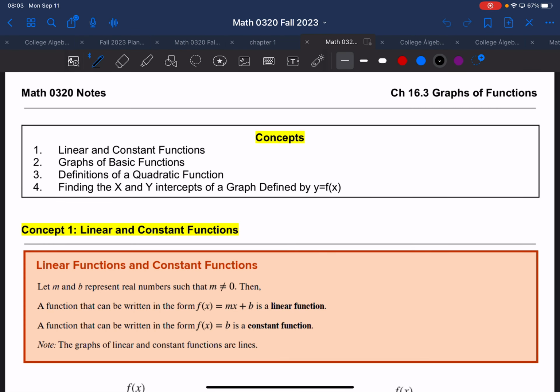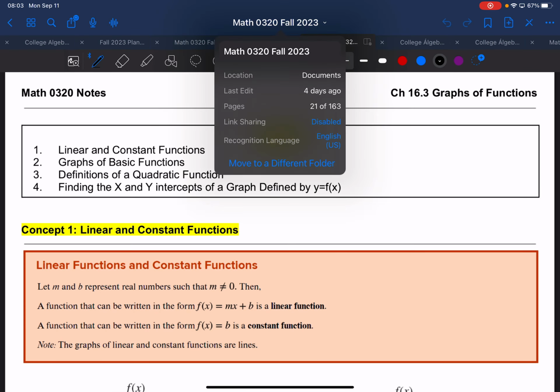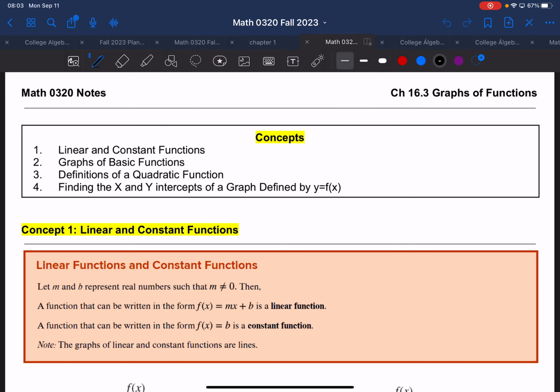Okay, so 16.3, graphs of functions. We're going to go over 4 concepts. The first concept is linear and constant functions, and then graphs of basic functions, and then definitions of a quadratic function, and then finding the x and y intercepts. So we're going over a little of all the functions today.